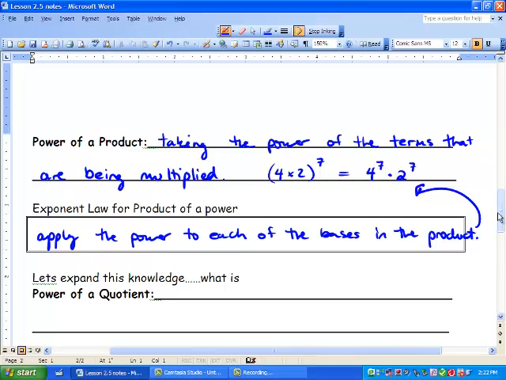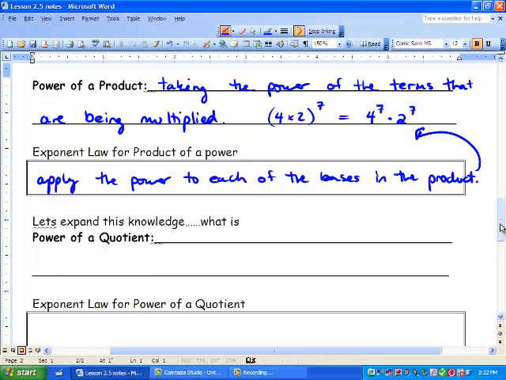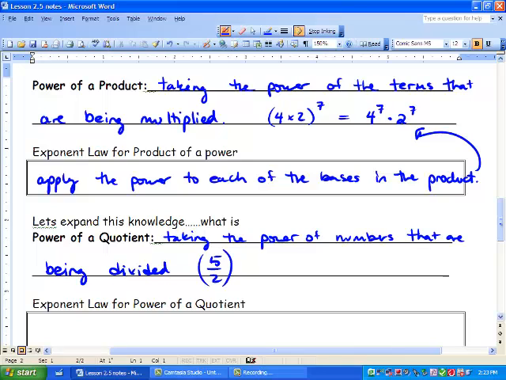All right. Next, we're going to go to power of a quotient. Now, we talked about power of a product, but quotient is when we divide things. All right. So let's expand this knowledge. The power of a quotient is taking the power of numbers that are being divided. All right, so for example, we've got 5 over 2 to the exponent of 4.